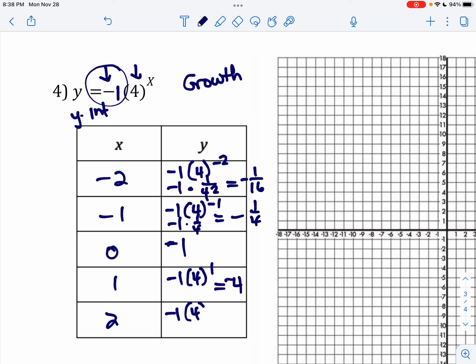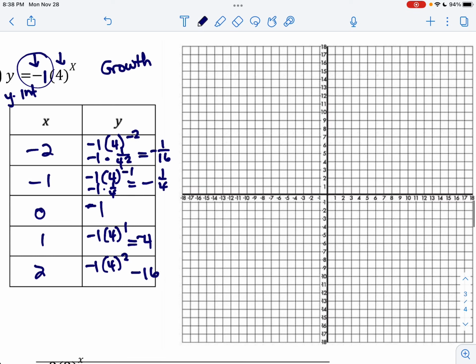-1 times 4 squared. 4 squared is 16. So -1 times 16 is -16. We can graph those. So I'm going to start with 2 and -16. Again, you could start wherever you like. I just like to start with the numbers that I'm more familiar with. So 2, and I'm going to go down this time to -16.